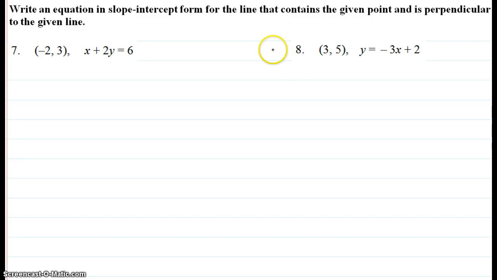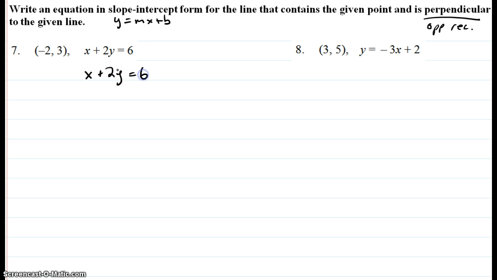Write an equation in slope-intercept form. So we want our answer to look like this, slope-intercept form, for the line that contains the given point and is perpendicular now to the given line. So remember, perpendicular lines are going to have opposite reciprocal slopes.